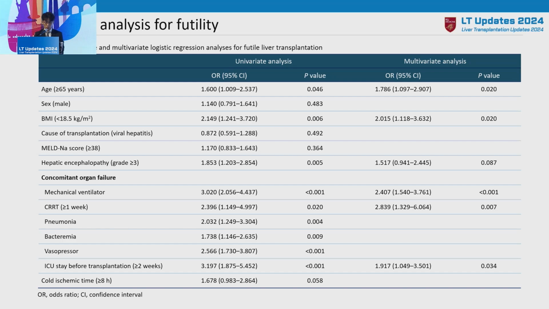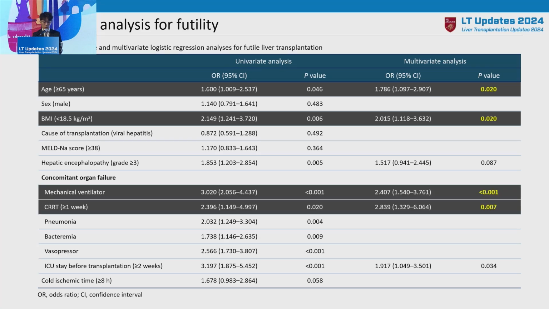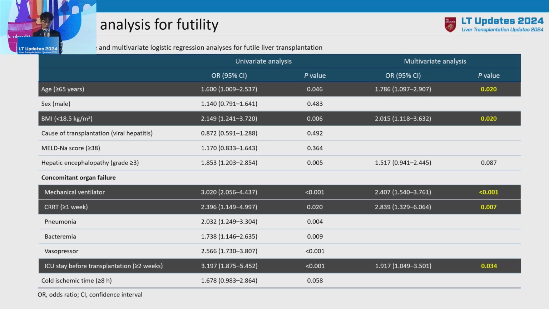This table shows univariate and multivariate logistic regression analysis for futile outcomes. It revealed that age over 65 years, lower BMI, and use of mechanical ventilator, prolonged CRRT, and ICU stay before transplantation were independent risk factors for futile transplantation.